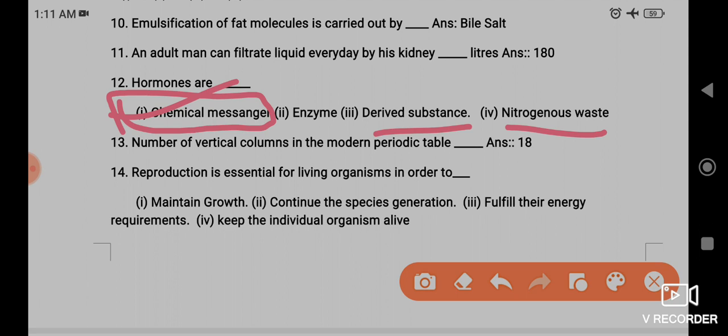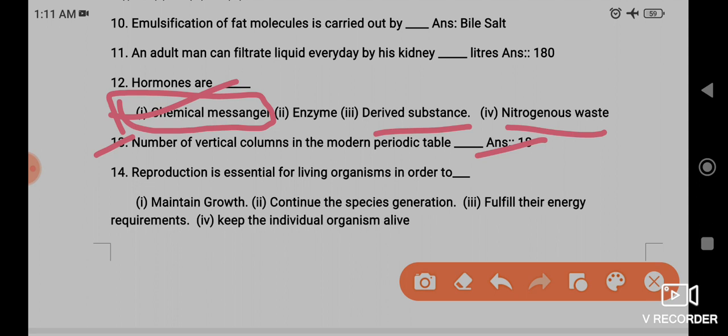Then number 13, number of vertical columns in the modern periodic table. You will often know that a vertical column is a group in the modern periodic table. So the total number of groups in the modern periodic table is 18. So the answer will be 18.